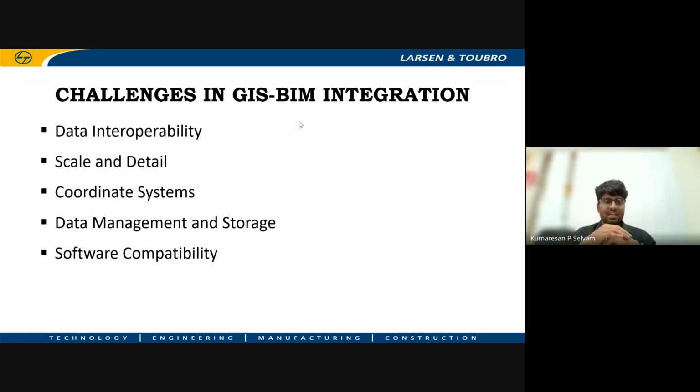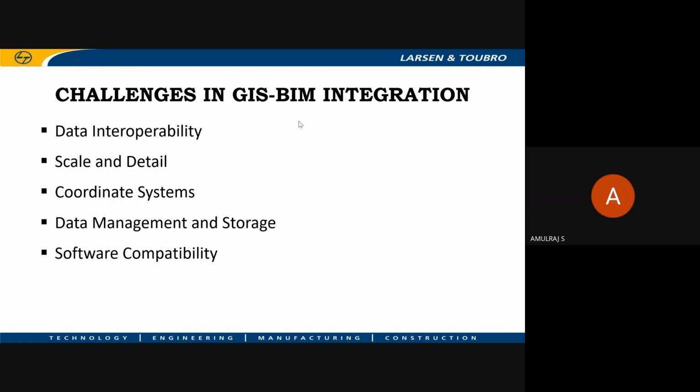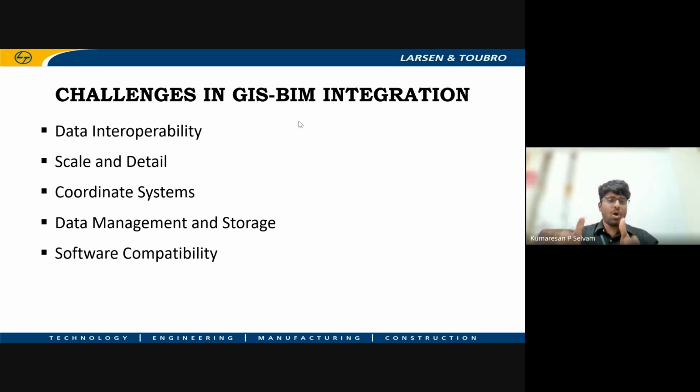And also scale and detail. GIS covers a vast area and gives a small level of detailing. Whereas a BIM model takes a small area and provides more and more detailing of that building. That is scale and detailing. When integrated into the GIS model, you will see that even the BIM model looks small because of the scale which we are using in the GIS.